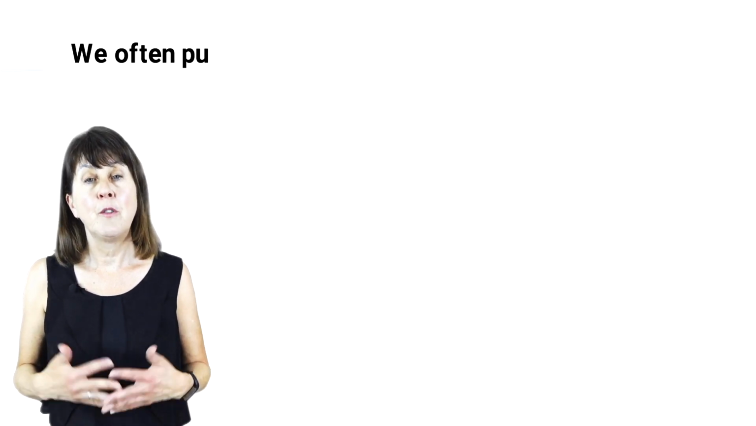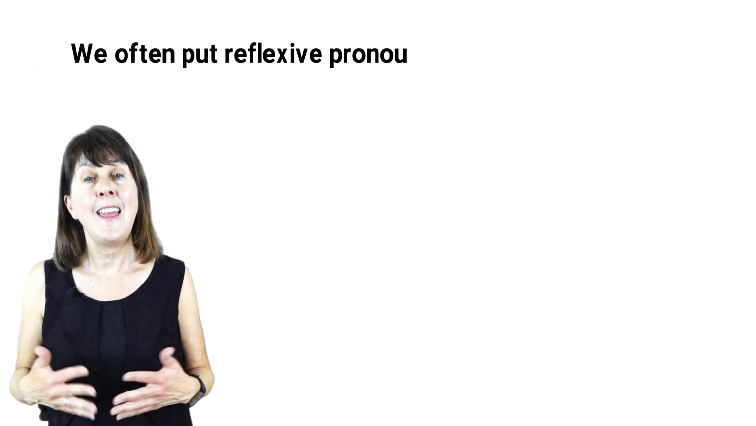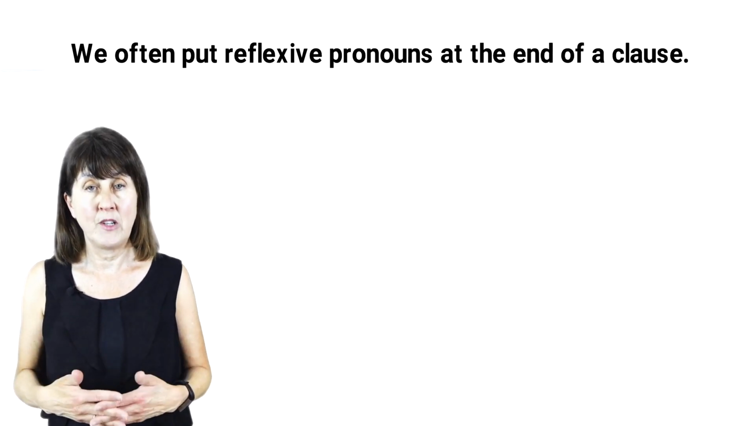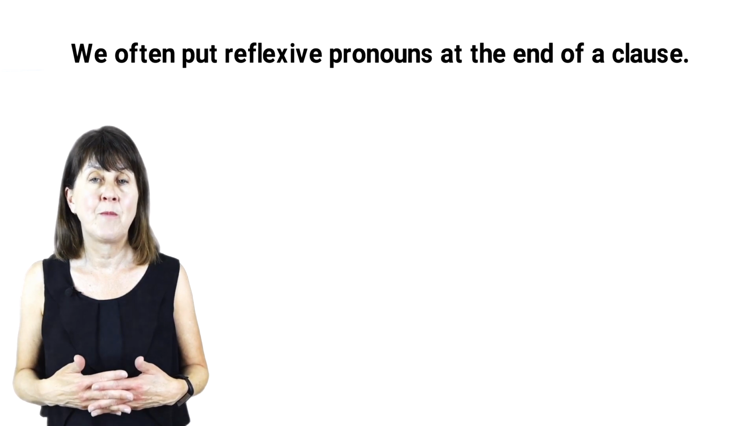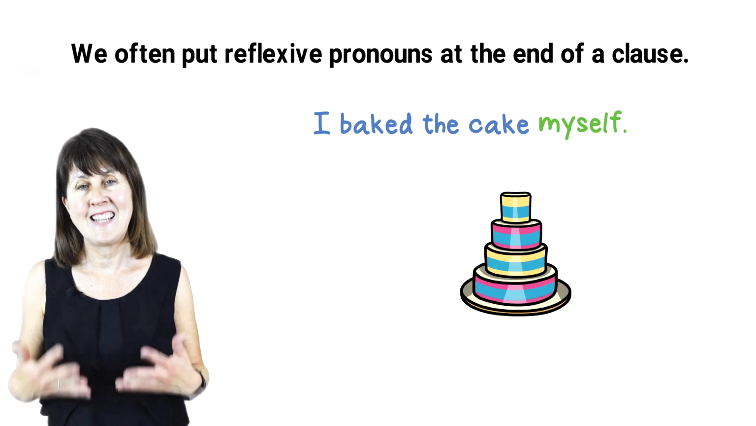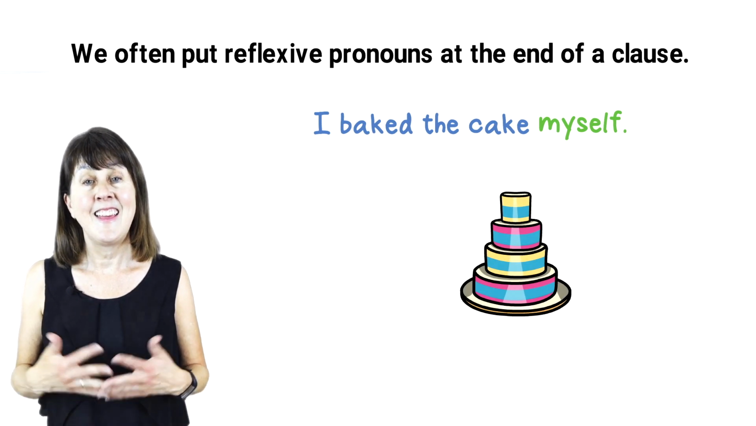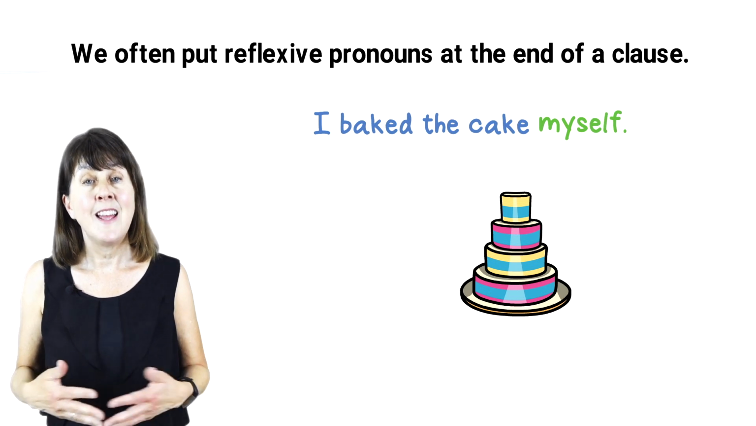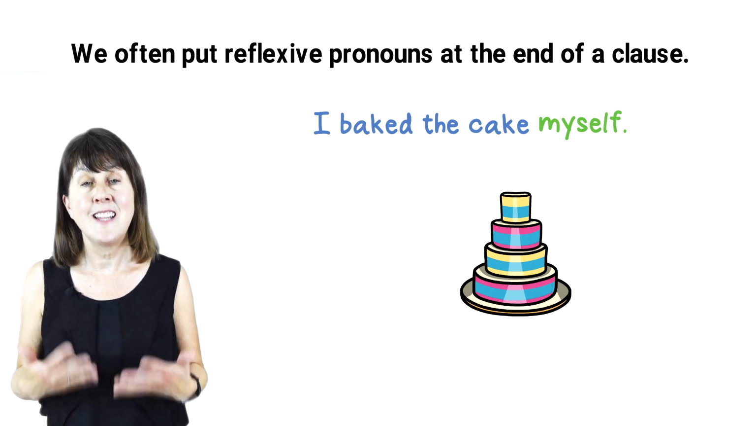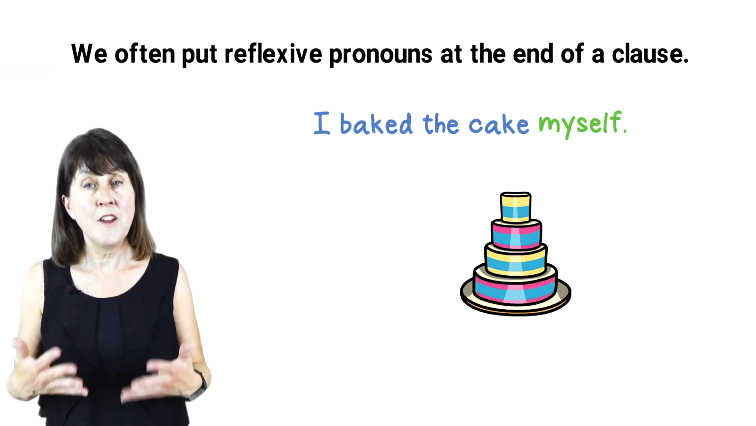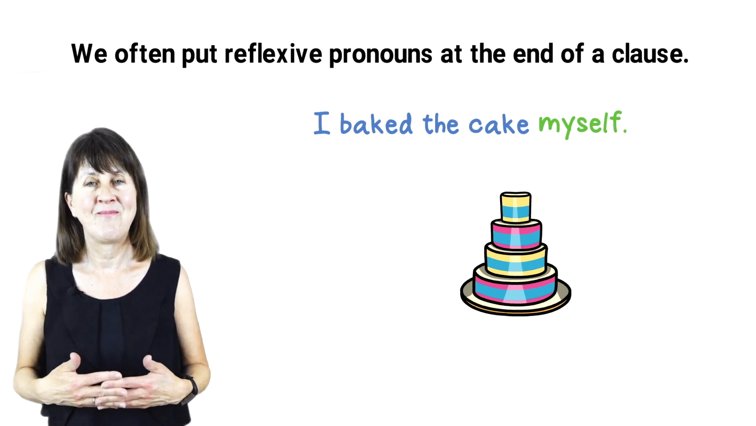We often put reflexive pronouns at the end of the clause when we use them for emphasis. For example, you could say, I baked the cake myself. Again, using the reflexive pronoun myself is adding to emphasize that it is impressive that I baked the cake with no help on my own.